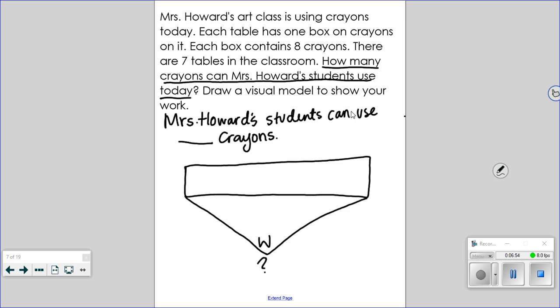Easton told me there were 7 tables, so I'm going to partition my bar into 7 spaces for each of my tables. 1, 2, 3, 4, 5, 6, 7. Make sure that you have 7 spaces, not 7 lines.